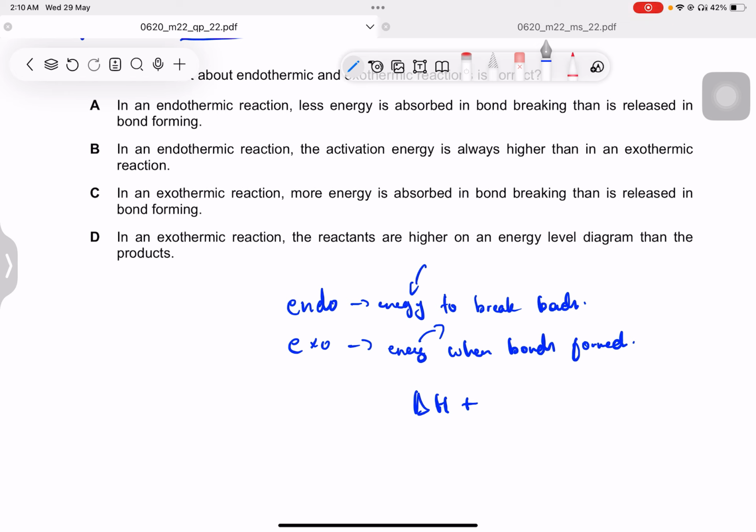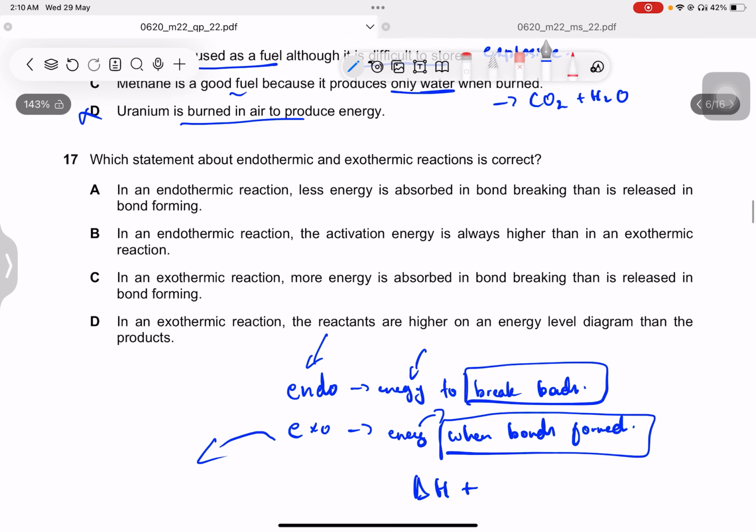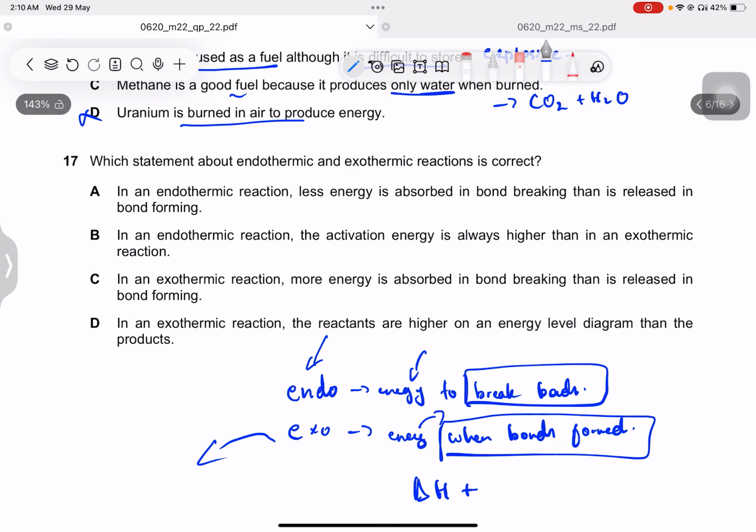Now, there are two things you have to remember while answering the question. One is whether energy is absorbed or released in endo and exo respectively. You need to be confirmed. Energy is absorbed in endo and energy is released in exo. And that energy is absorbed to break bonds in endo and energy is released when bonds are formed in exo. Now we look at the question. In an endothermic reaction, less energy is absorbed in bond breaking than it is released in bond forming. No, more energy is absorbed in bond breaking.